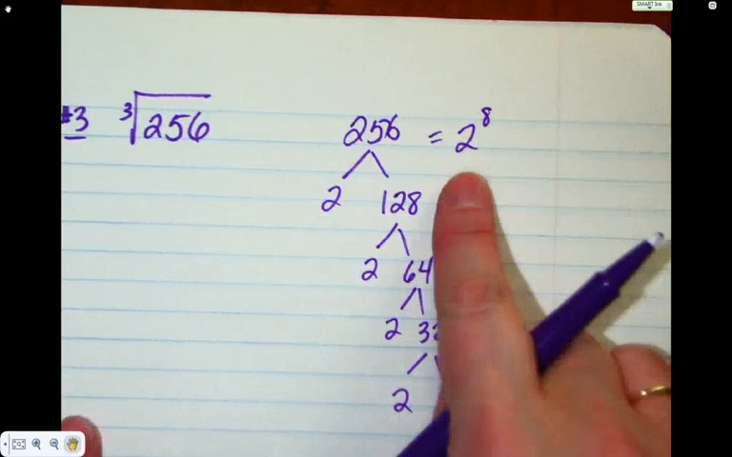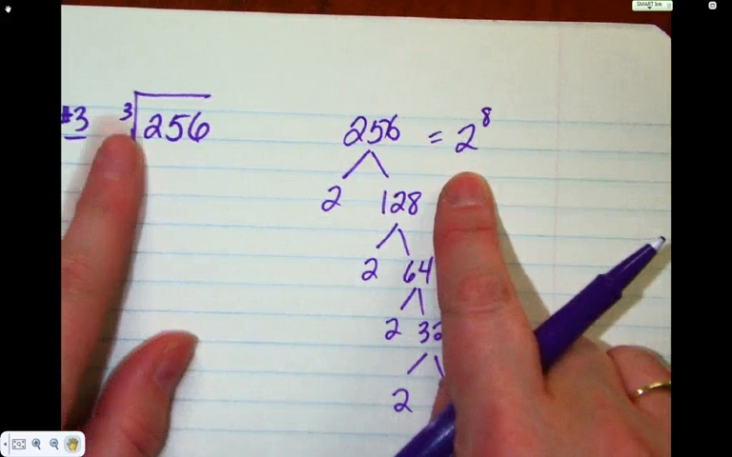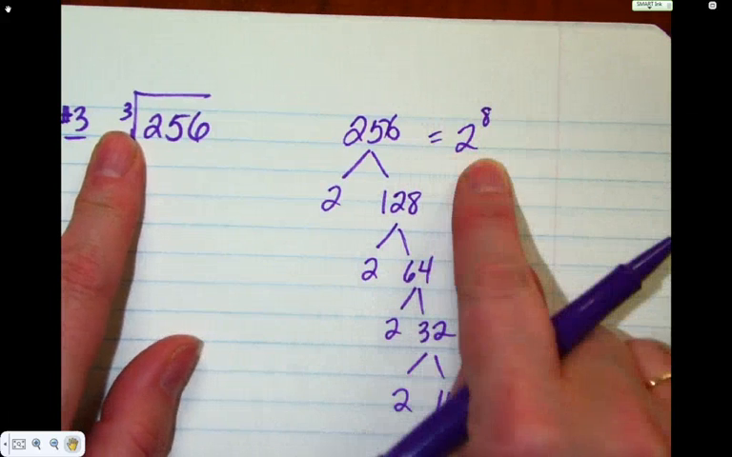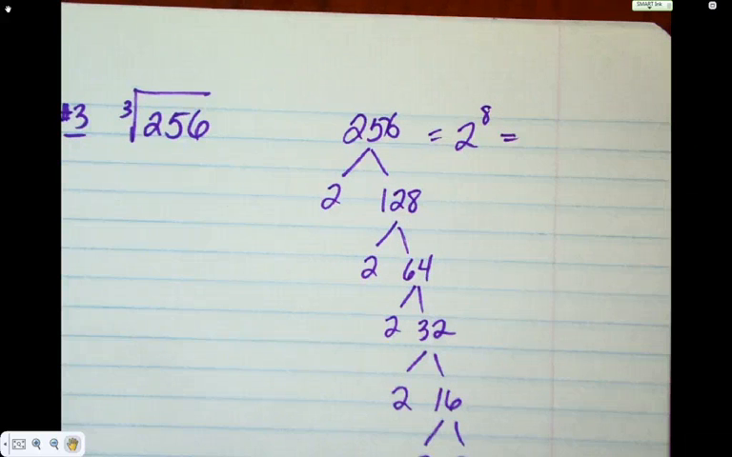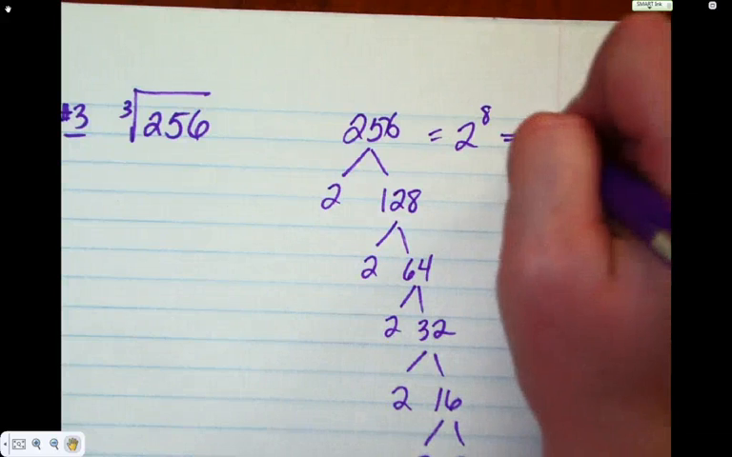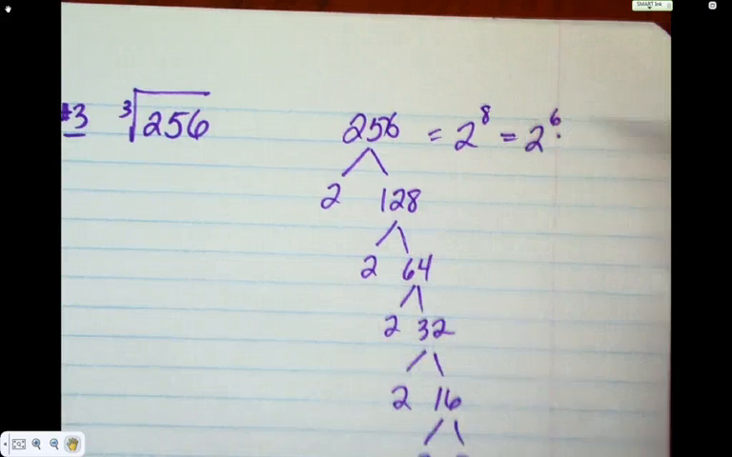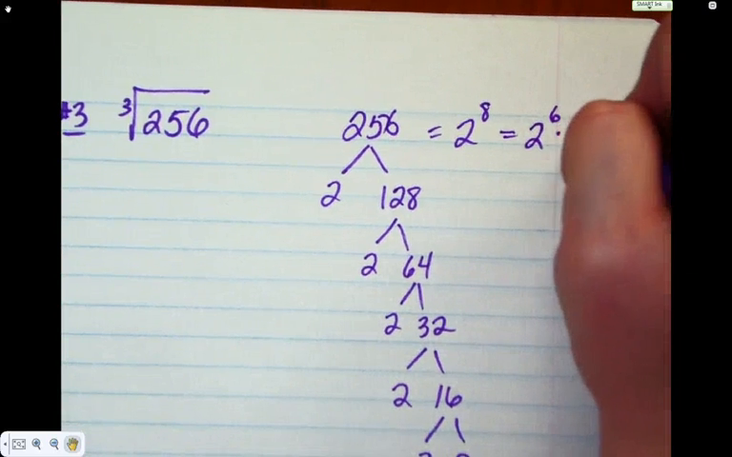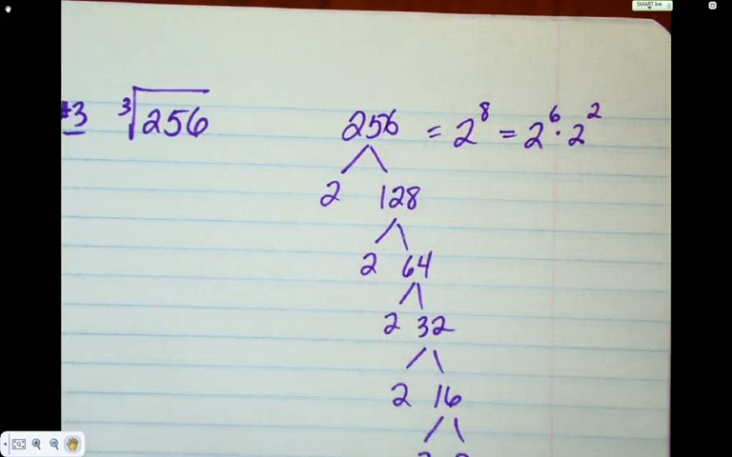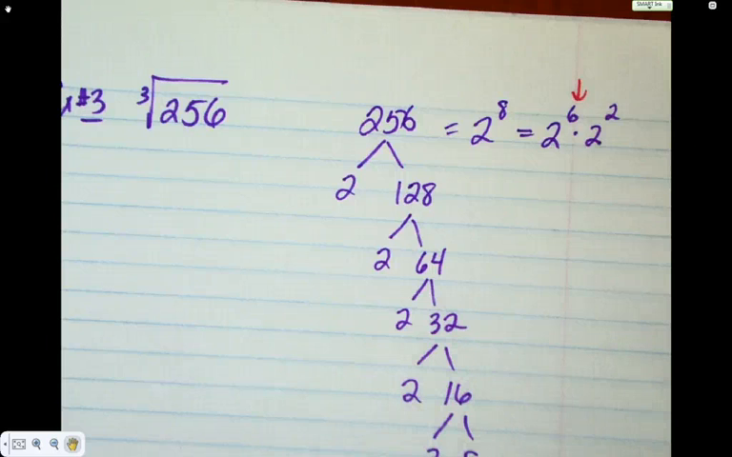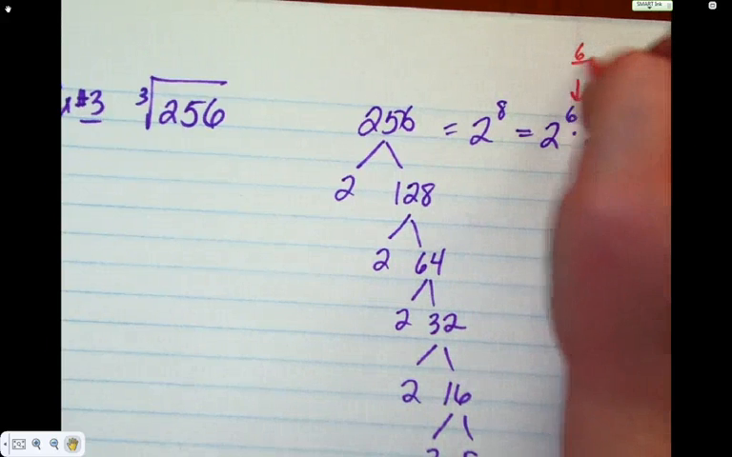Okay. Now I'm going to be a little bit sneaky because I know I need a cube root here. So what I want in here is groups of 3. So how many groups of 3 are there in 8? 2. So what I'm going to do is split this into 2 to the 6 and the leftover, which is 2 to the 2. Why did I choose to split this with a 6? Because 6 is divisible by 3.